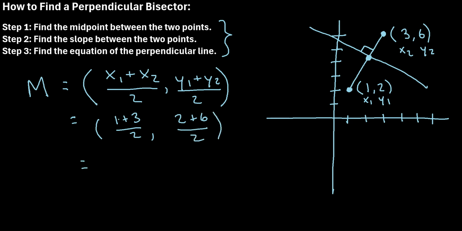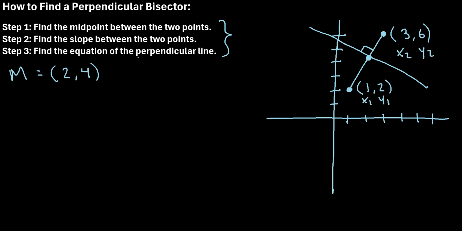So what do we get? 1 plus 3, that's 4. 4 divided by 2 is 2. 2 plus 6 is 8. 8 divided by 2 is 4. So our midpoint is 2, 4. So that's step 1. So let's rewrite that over here.